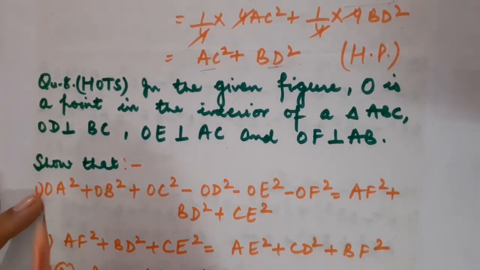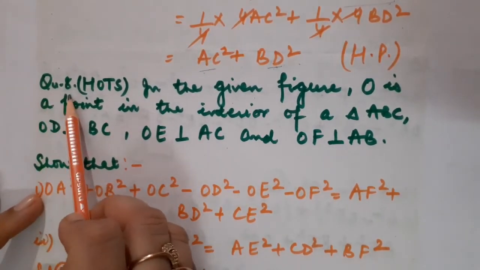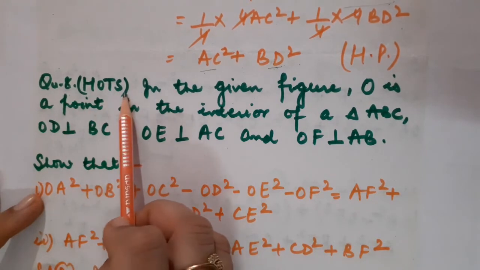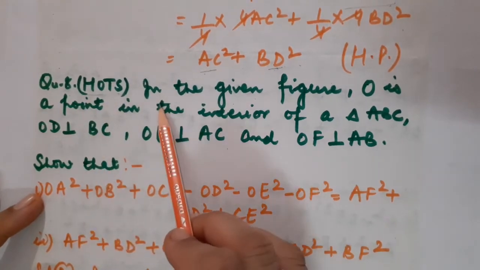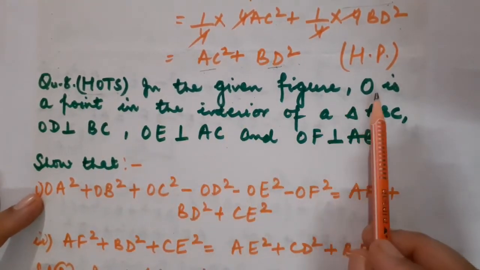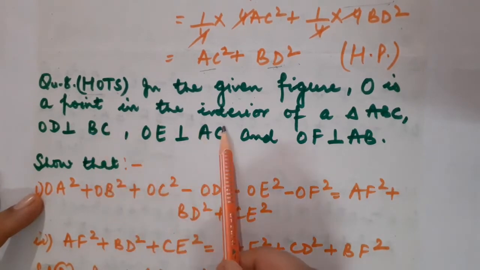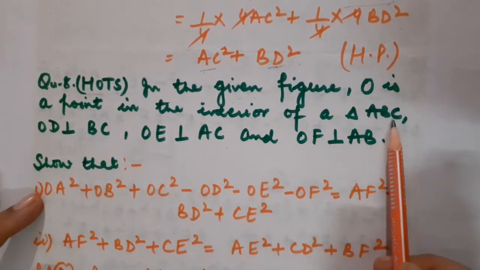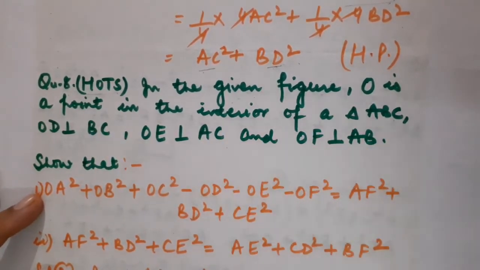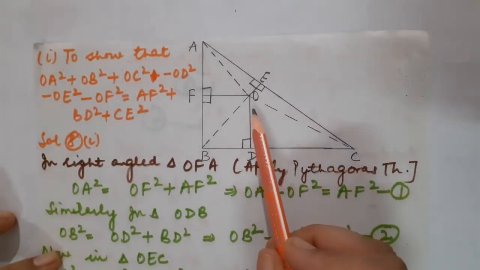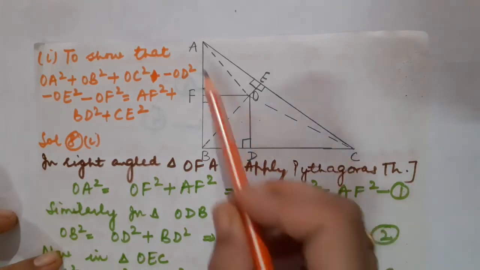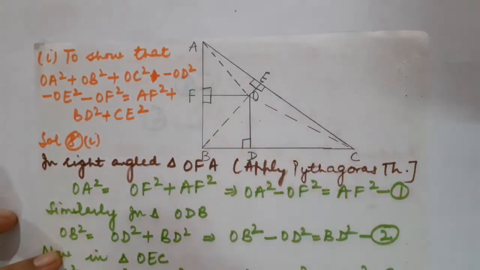Now children, I am going to take one more problem based on Pythagoras as well as its converse. Okay. This is question number 8. This is a HOTS question. Higher order thinking skill. In the given figure, O is a point in the interior of triangle ABC. Just look at the diagram. You can see that O is a point which is in the interior of triangle ABC.